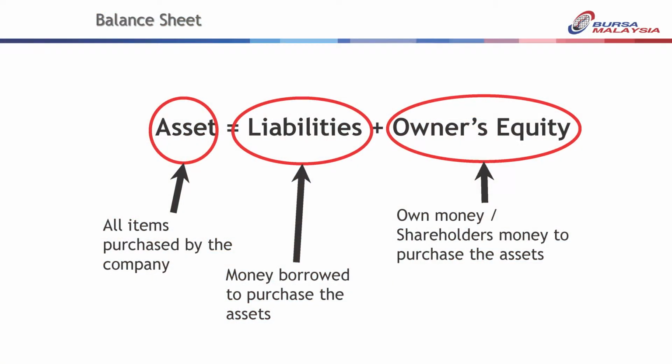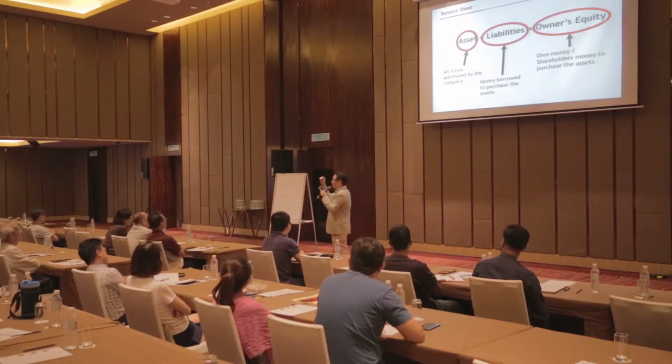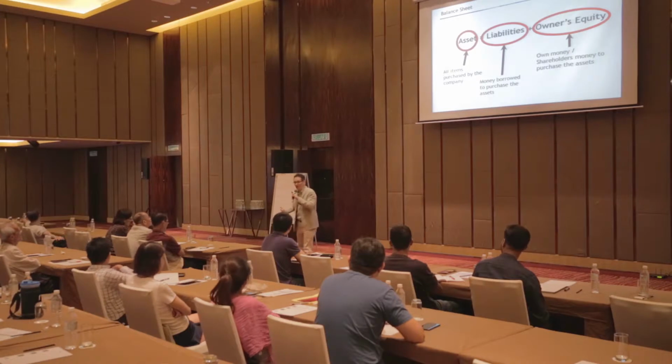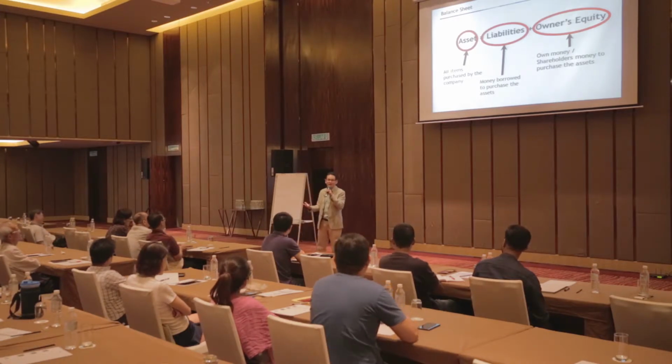So you can think of it this way. Asset: all the items purchased by the company. Liability: money borrowed to buy the assets. Owner's equity: all the own money, shareholder money, used to purchase the assets. So asset minus liability, whatever you have, that is your net worth. That is what you're really worth.